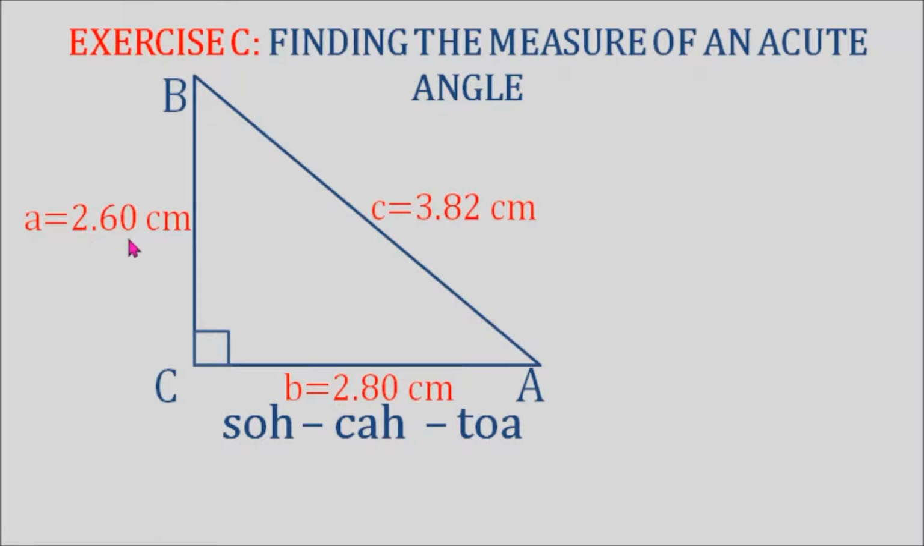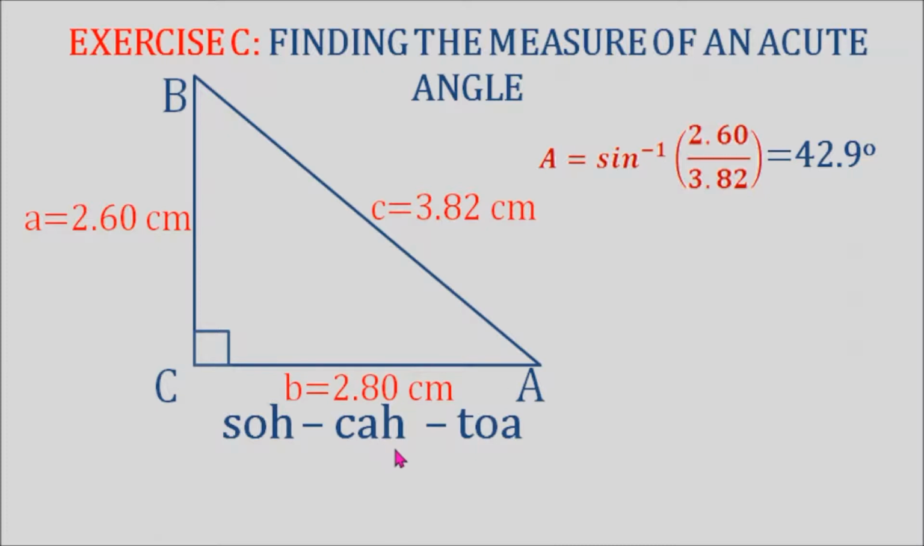That's 2.60 divided by 3.82. Since we need the degree measure, we need to press shift sine. So that's shift sine, then 2.60 divided by 3.82, and this is our answer rounded to 1 decimal place. Notice that we use the opposite side and the hypotenuse, meaning to say, even without this value here, we can still find the degree measure of angle A.